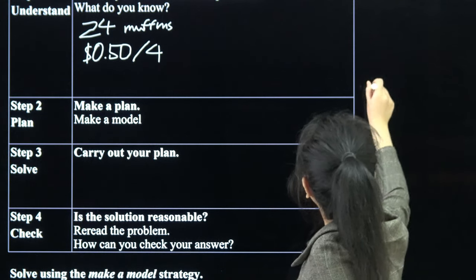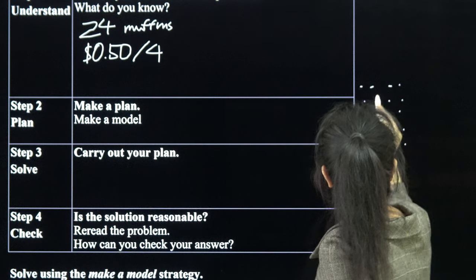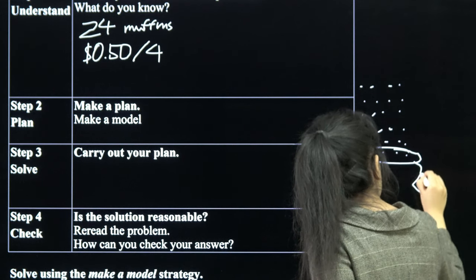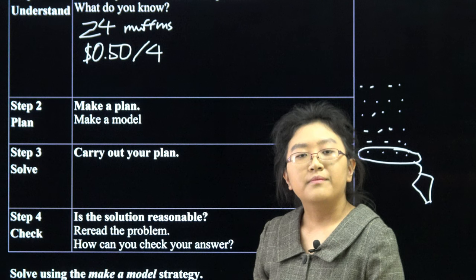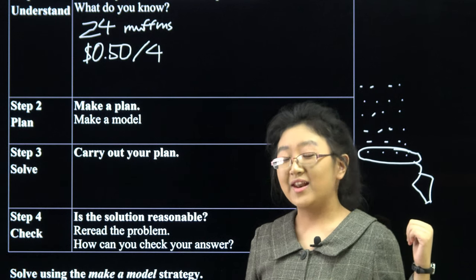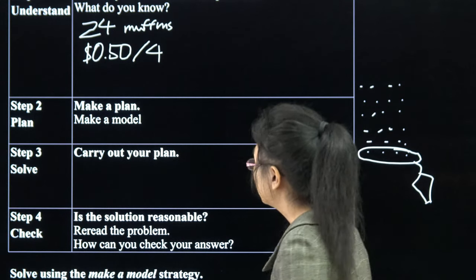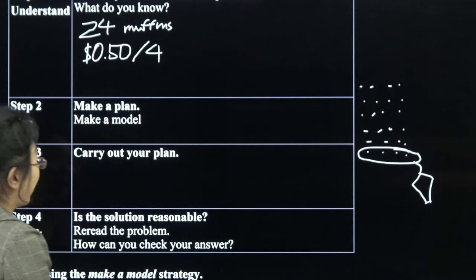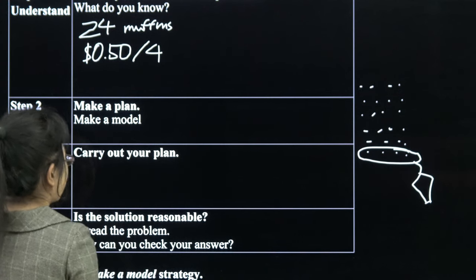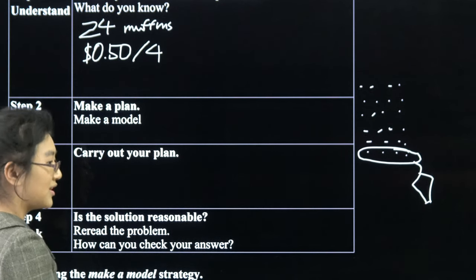So we draw 24 and then we circle them in 4s and attach a price tag. How much time is this gonna take you? A lot. If you want to bake all the muffins yourself, it's gonna take even more time. So what should we do instead? Division. So I'm not gonna do that because I don't have 24 muffins to spare. And 24 divided by 4 is, well, 6. 6 times $0.50, or half a dollar each, would be 6 over 2, which is equal to $3.